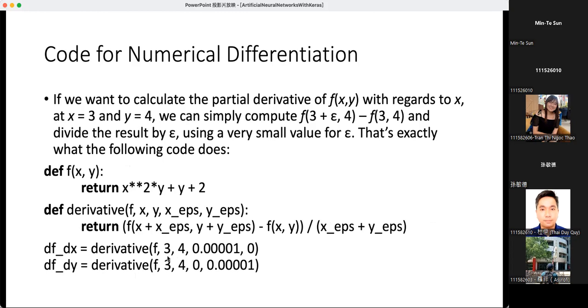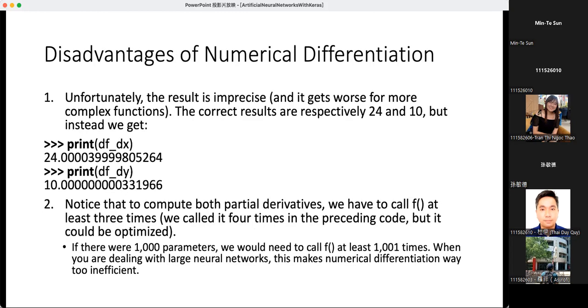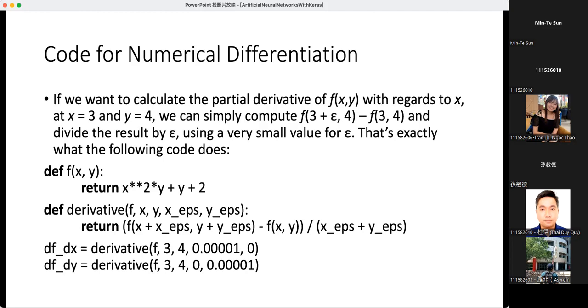When you call this derivative f3, 4, 0, 0.001 and 0, it's going to call the derivative function you defined, right? So basically you are going to compute this f twice. And when you call the partial f, partial y and put these numbers there, it's going to call f again twice. Supposedly, because we have two variables x and y, to compute the partial x you call f twice, and to compute the partial y you call f twice.